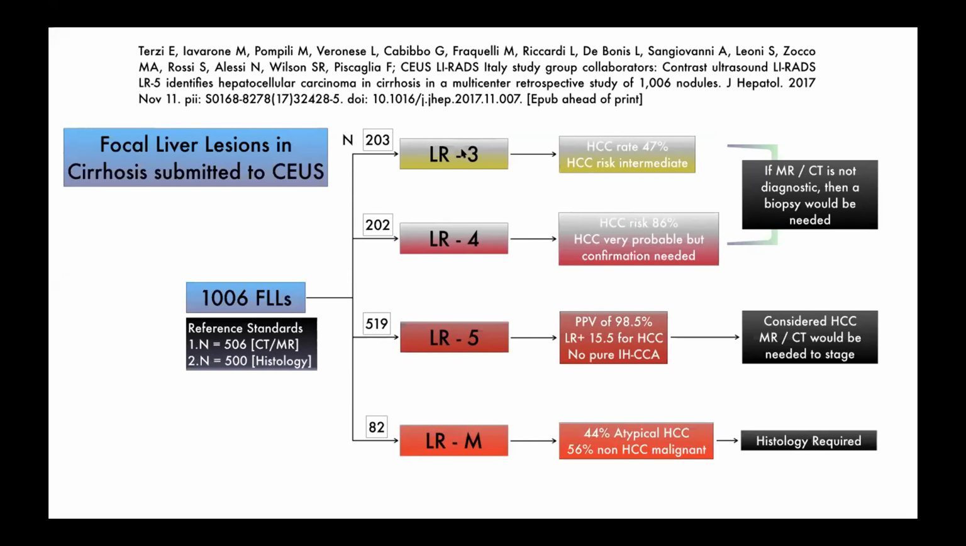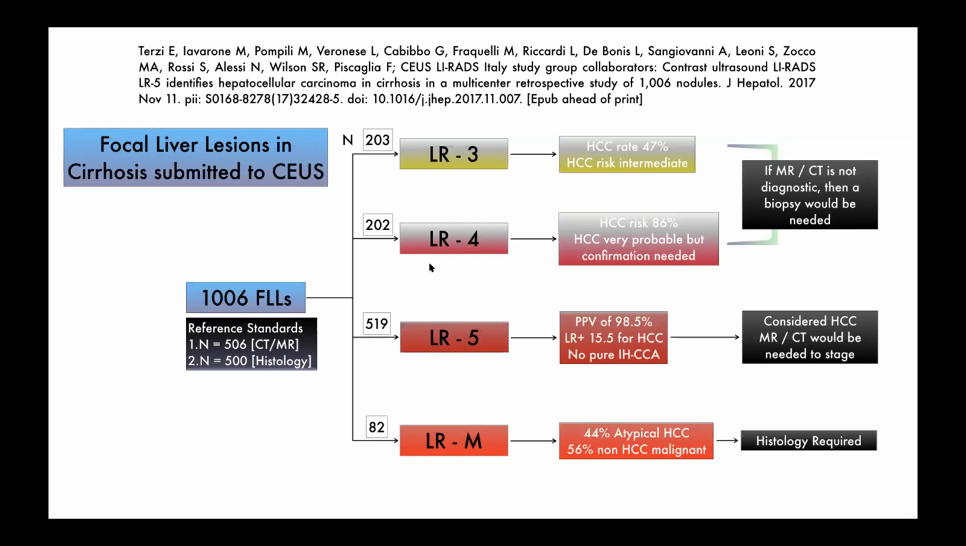If you say an observation is LR3 and you follow this patient at 6 months, there's a potential chance that about 35 to 50% of these observations would have grown in size and they have the potential likelihood to become HCC.